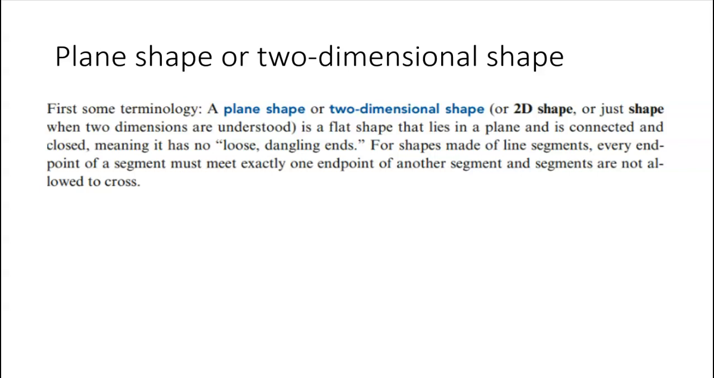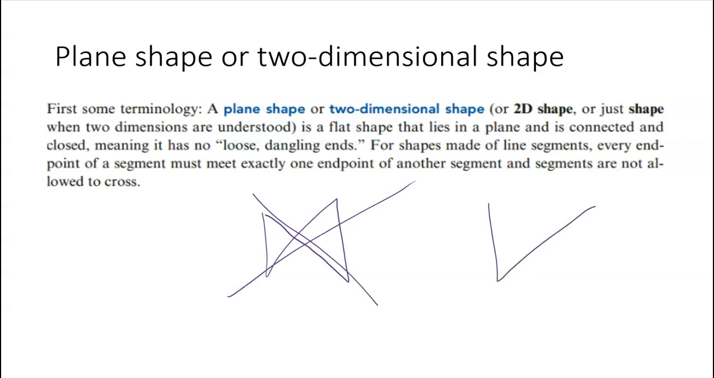A two-dimensional shape is a flat shape that lies in a plane and is connected and closed. So we've got no loose or dangling ends. And for shapes made of line segments, every endpoint must meet exactly one endpoint of another segment. They're not allowed to cross. So we're not talking about shapes like that. And we're not talking about shapes that don't close, okay?